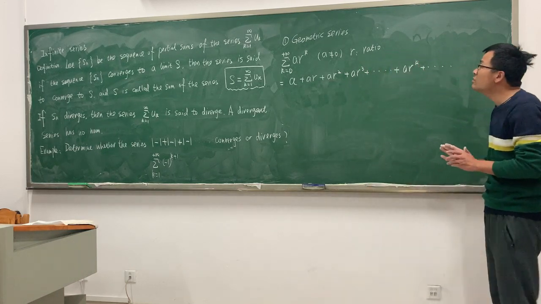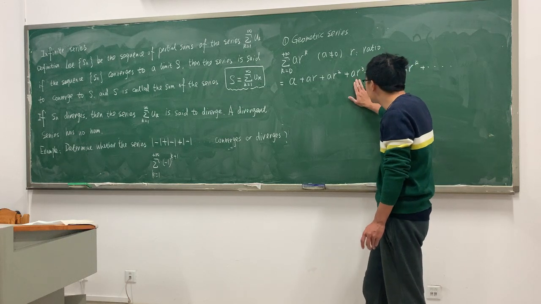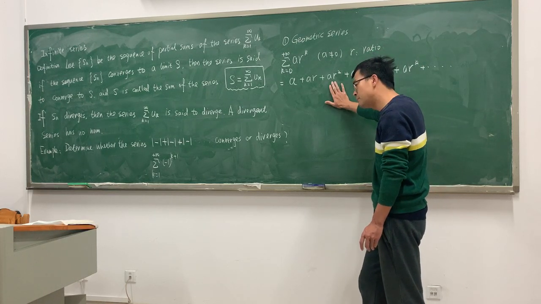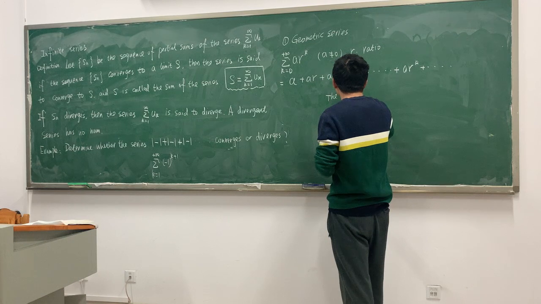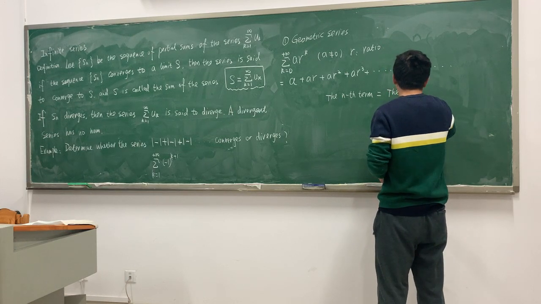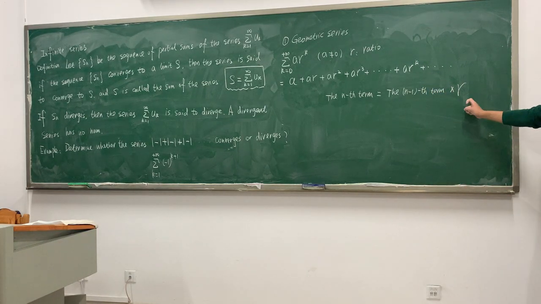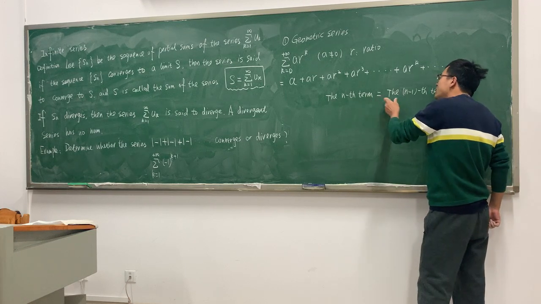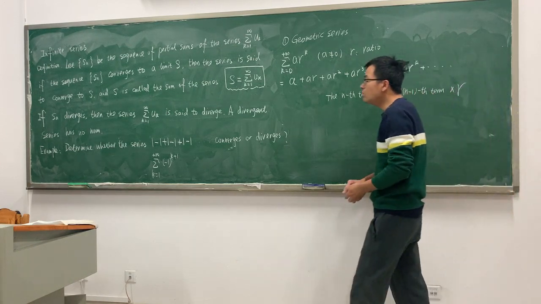So for this geometric series, the most important figure is the ratio of the last term to the previous term. That means the nth term equals the (n minus 1)th term times r. For this geometric series, the nth term equals the (n minus 1)th term times r.